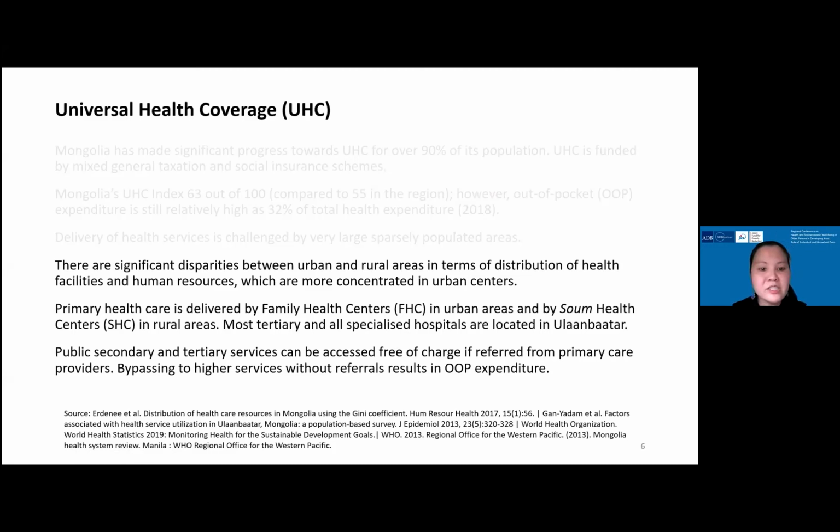Public secondary and tertiary services can be accessed free of charge if referred from primary health care providers, but bypassing to higher services without referrals does result in out-of-pocket expenditure.